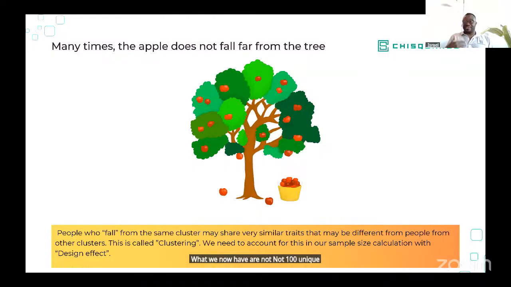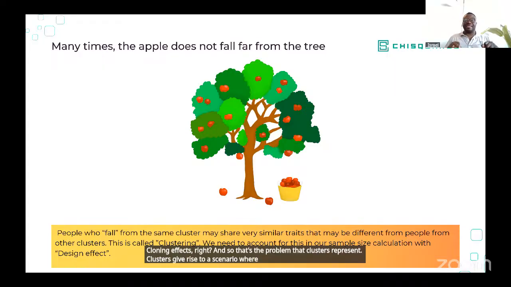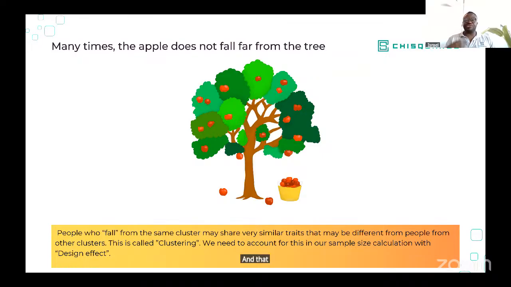What we have are just 50 unique answers because of that cloning effect, right? And so that's the problem that clusters represent. Clusters give rise to a scenario where answers are like clones of each other. Of course, they're not identical clones, but individuals who belong in the same cluster behave alike, and that is a problem which we need to correct.